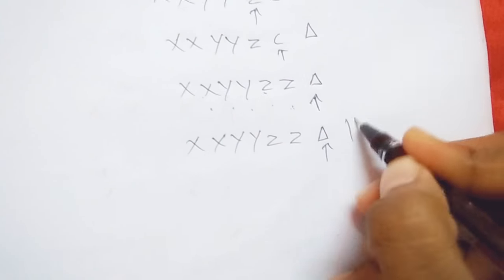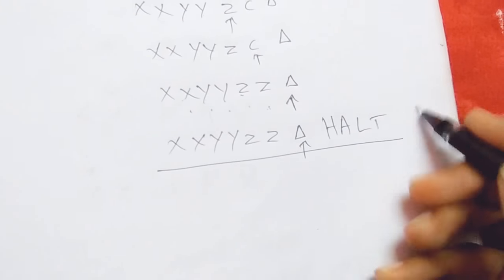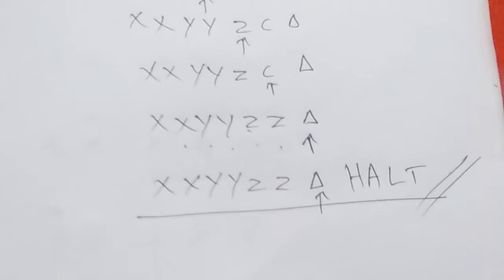So this one is a halt state. The machine will halt over here. So these are the moves made by the Turing machine.